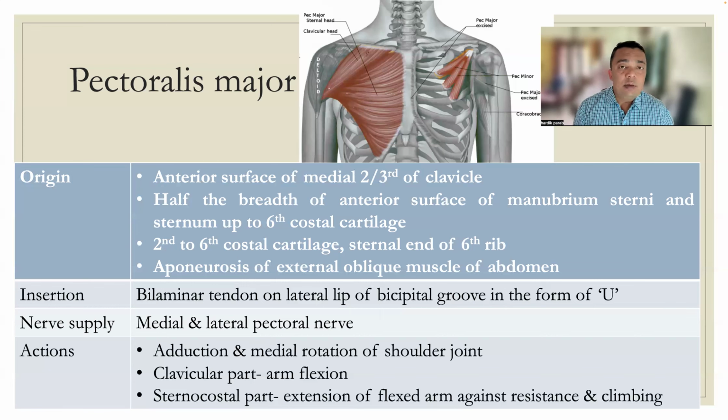Nerve supply: it is supplied by the medial and lateral pectoral nerves, which are branches of your brachial plexus. Action: it helps in adduction and medial rotation of the shoulder joint. The clavicular part helps with arm flexion, while the sternocostal part helps with extension of the flexed arm against resistance and in climbing.